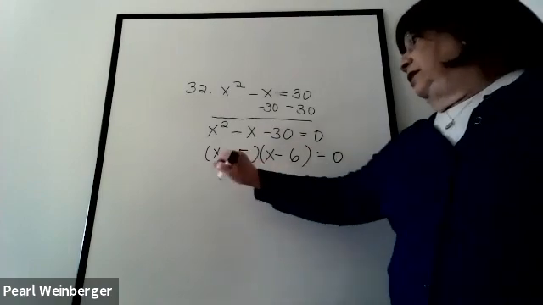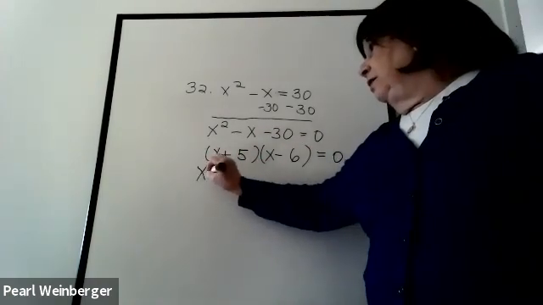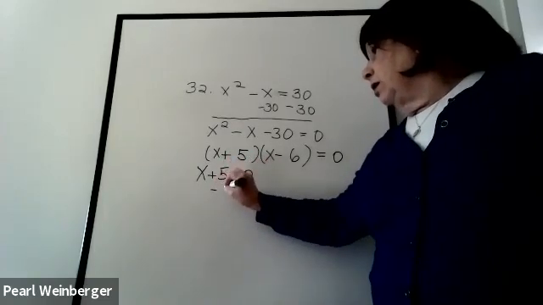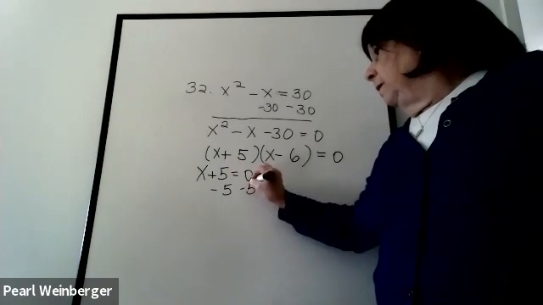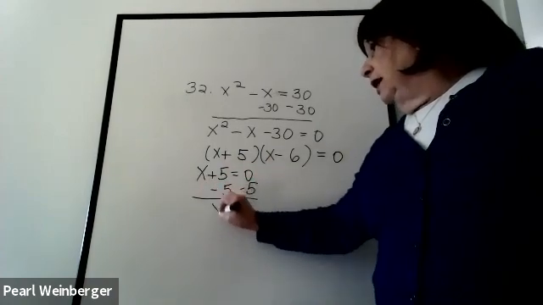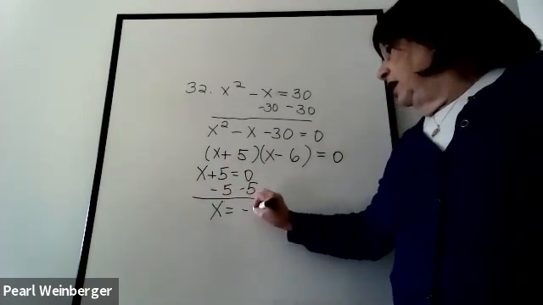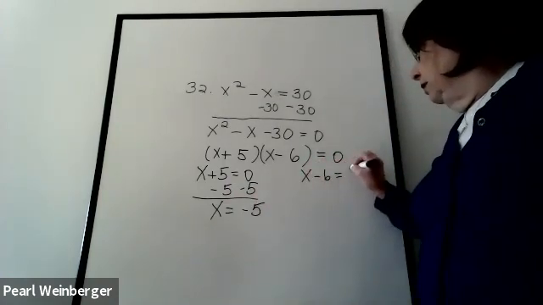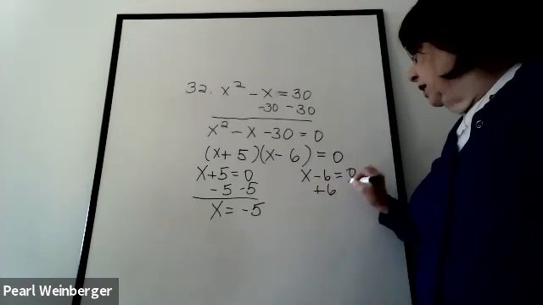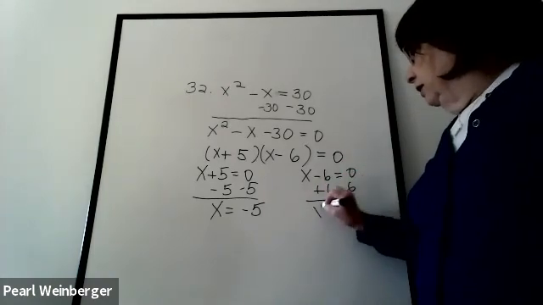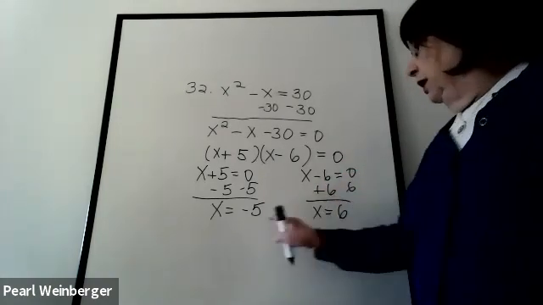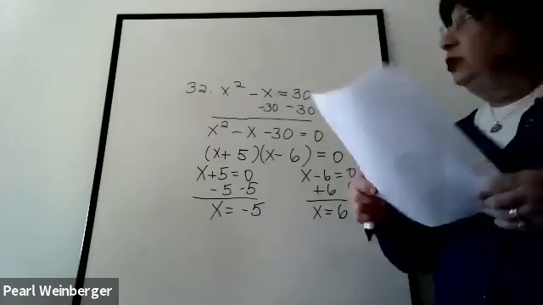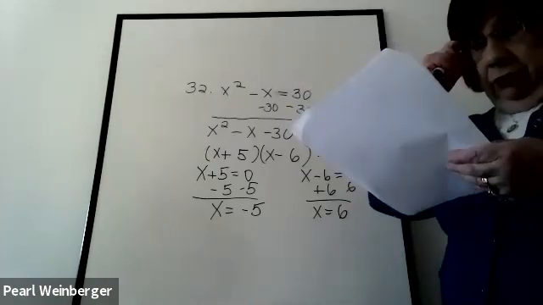And again, I separately set them each equal to 0. So I get x plus 5 equals 0, which gives me x equals negative 5. And then x minus 6 equals 0. I add 6 to both sides, and I get x equals 6. So here are my two answers, negative 5 and positive 6. That was question number 32.